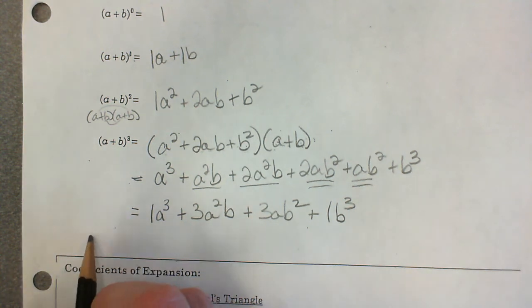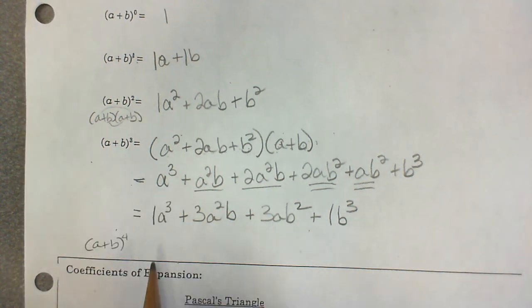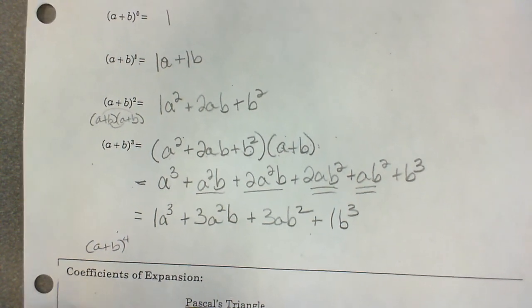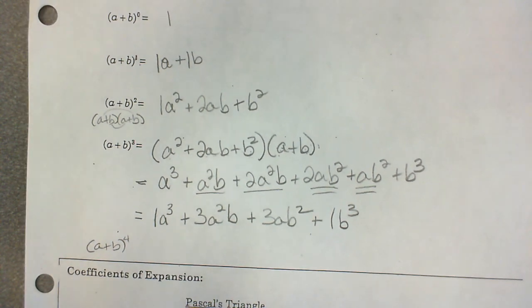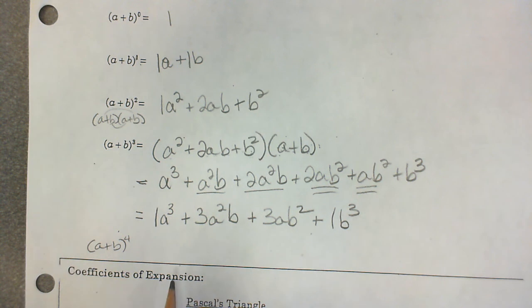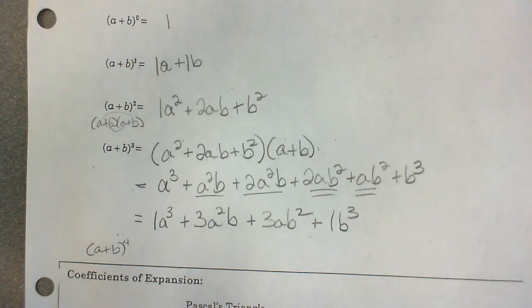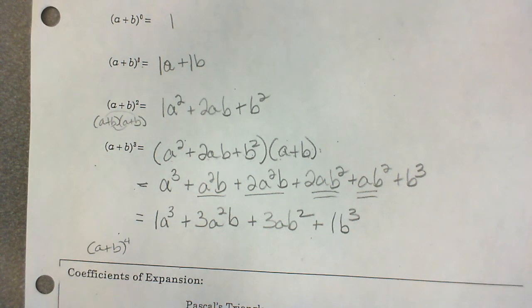Now, if you wanted to do a plus b to the fourth power, you would need to take this whole answer and multiply it by yet another one. Okay? And we don't really want to do that. This is just going to get longer and longer and longer and more work. So what we're going to do here is look for a pattern in the coefficients of these expressions. And we're going to do that in the next video.